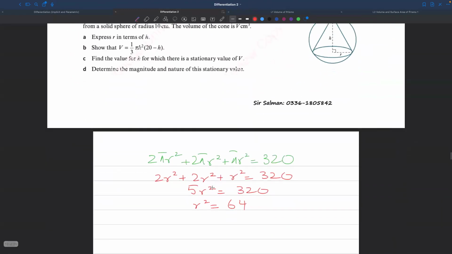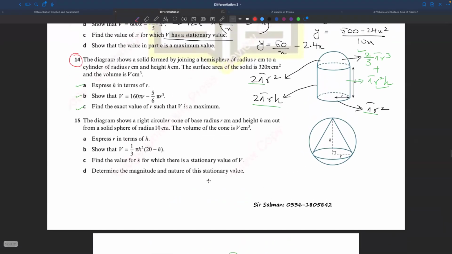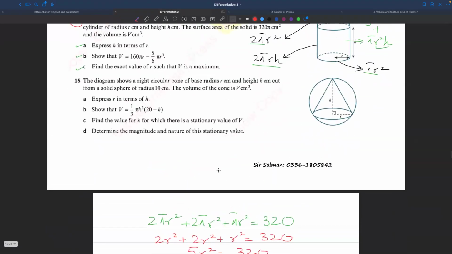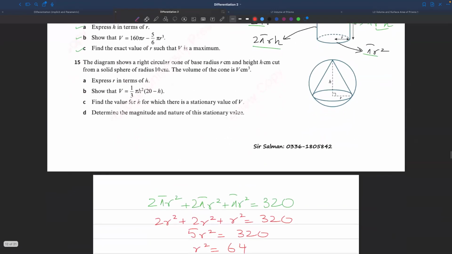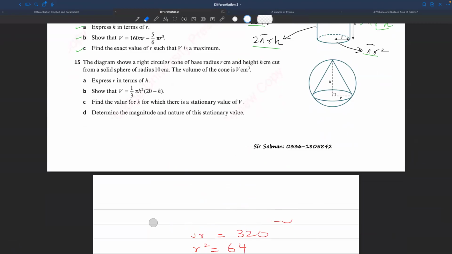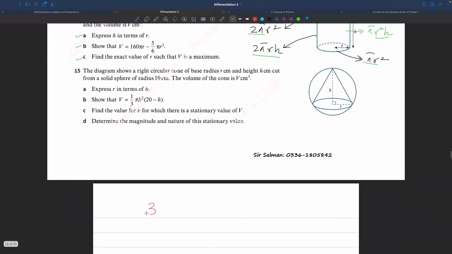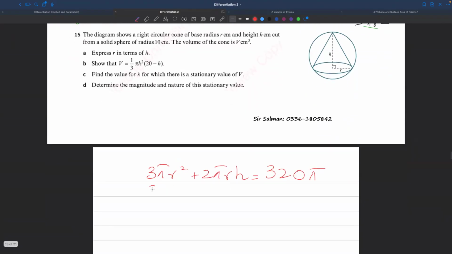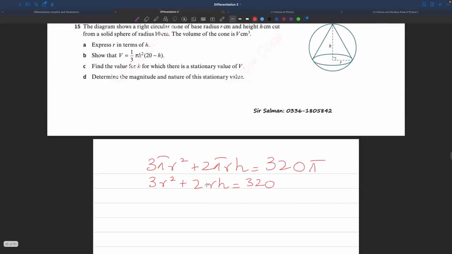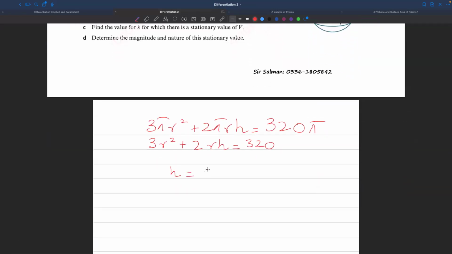H in terms of R has not happened at all. I got the value of R. How? Oh, this was 2 pi r h, sorry, oh, it is 2 pi r h, sorry my bad, this is where I made the mistake. So 2 pi r square plus pi r square is 3 pi r square plus 2 pi r h is equal to 320 pi. Now we can get rid of the pi. So this will become 3r square plus 2rh is equal to 320. And when I take h common, that will become 320 minus 3r squared divided by 2r. Right? So this is what h is.